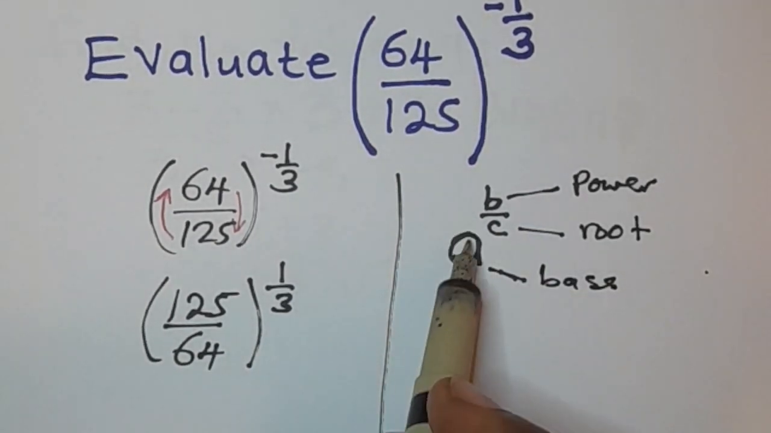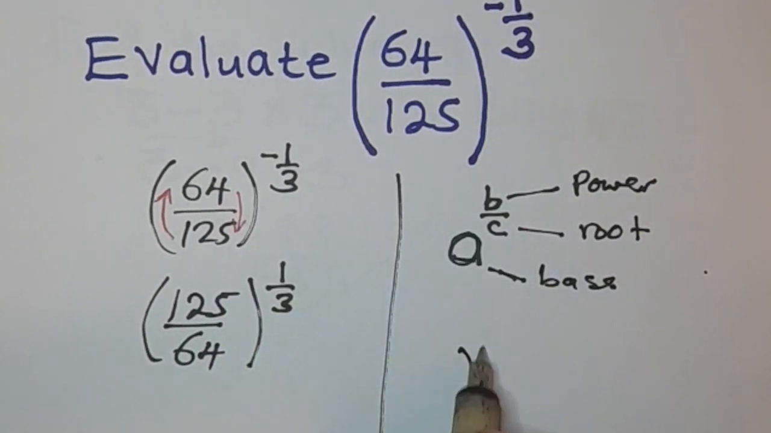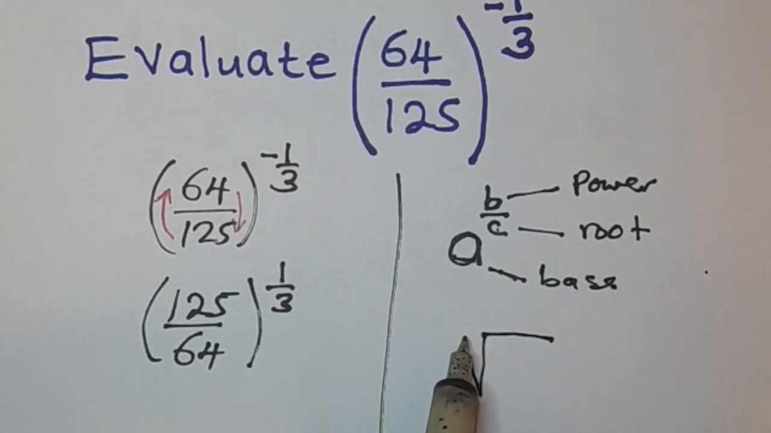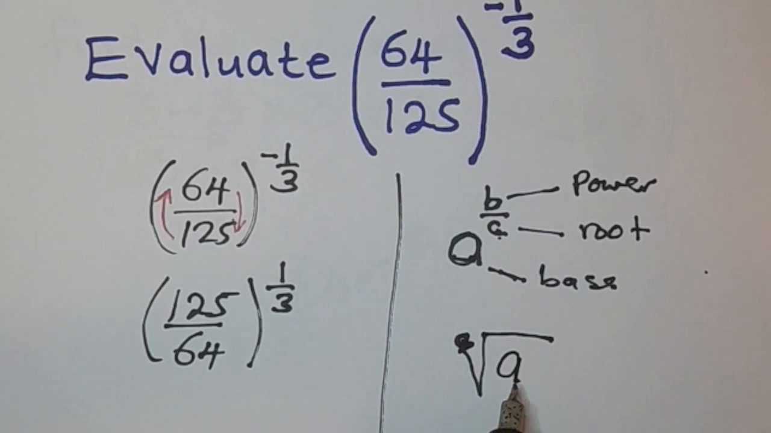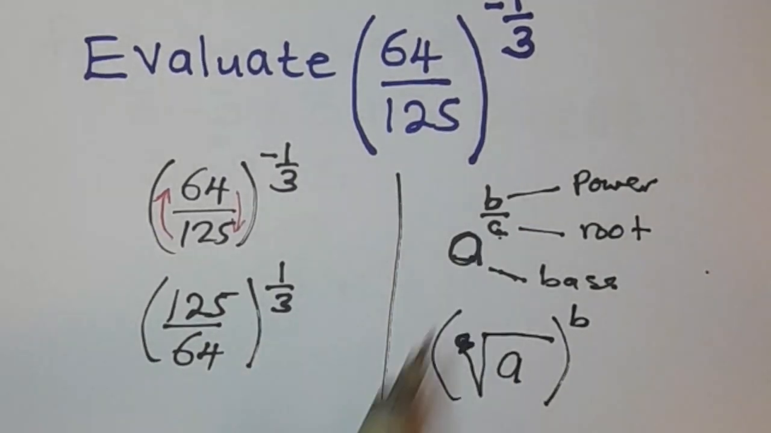Now, the whole thing can now be written as the root of c. So here you're going to put a c. This c here belongs here. Then a, which is the base. Then everything raised to the power b. So this and that are the same.